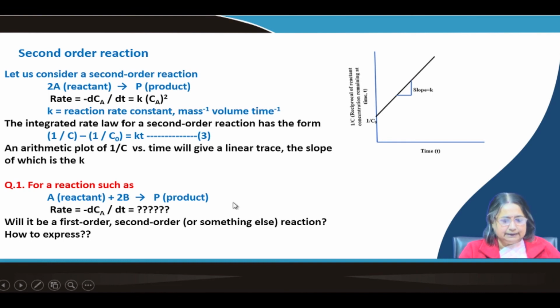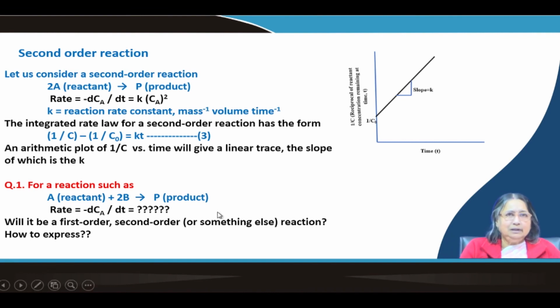Now, this is an example. In the previous examples we have shown only one reactant, but here there are two reactants. A is a reactant with stoichiometry 1, and another reactant is B, with stoichiometry 2, giving a product. If this is the case, how will you tell about the rate? I have told you how you can express the rate, but what about the order? What will be the order?